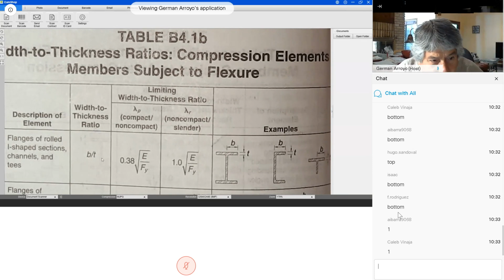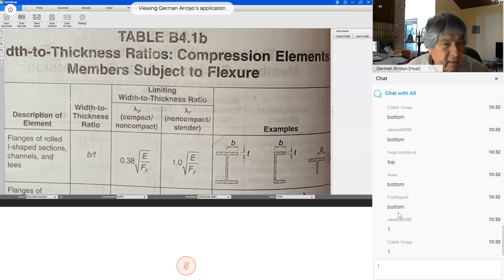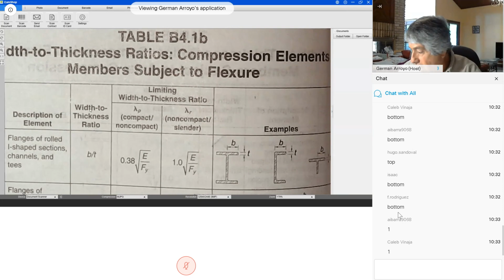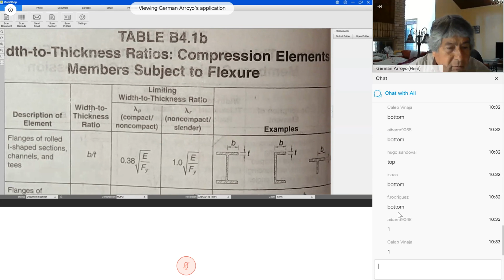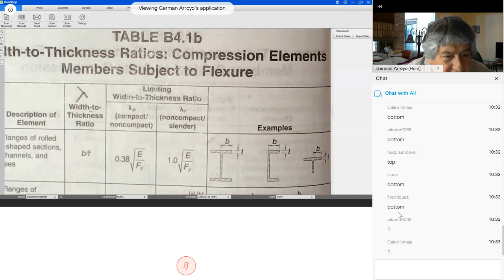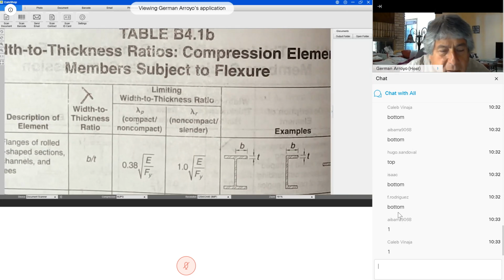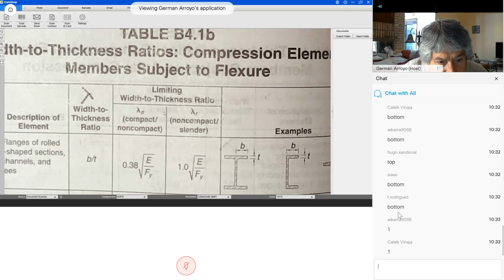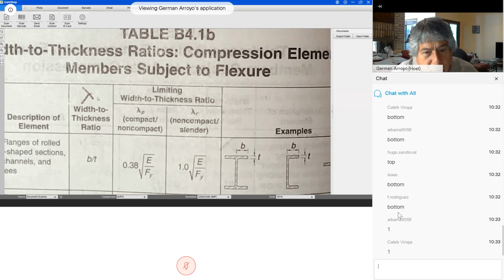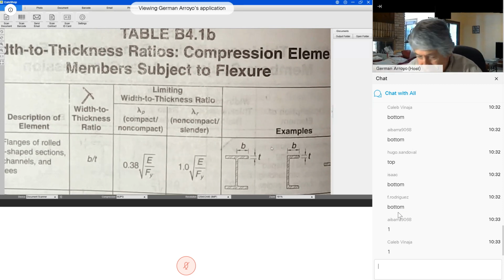This value here on the top is lambda, so write lambda in there. When lambda is smaller than lambda sub p, the section is compact. When lambda is larger than lambda sub p but smaller than lambda sub r, the section is non-compact. When lambda is larger than lambda sub r, the section is slender. And this is what we get for lambda.